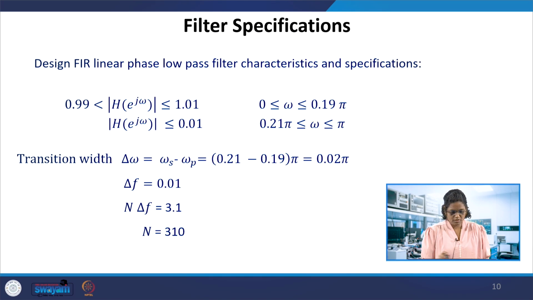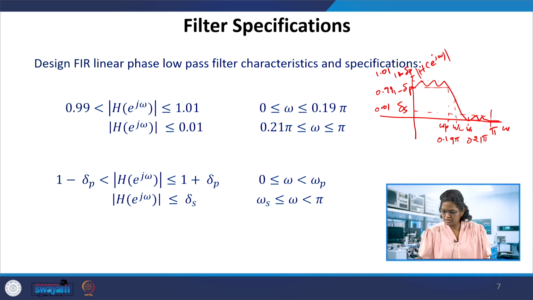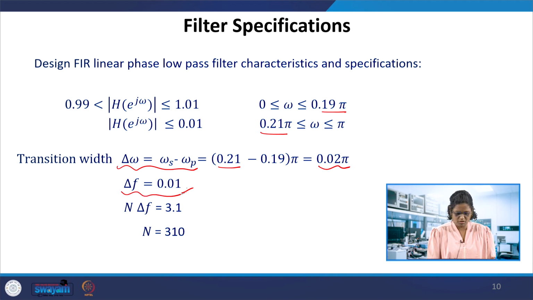So by choosing this window, for the specification given over here, the transition width is from omega p to omega s. What is the transition width in this design? Transition width omega s minus omega p is 0.21 pi minus 0.19 pi, which comes to 0.02 pi. Dividing by 2 pi gives the transition width of 0.01.